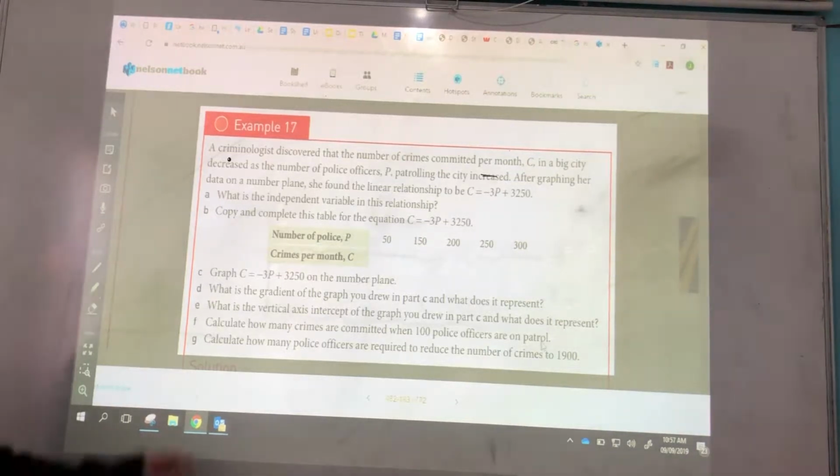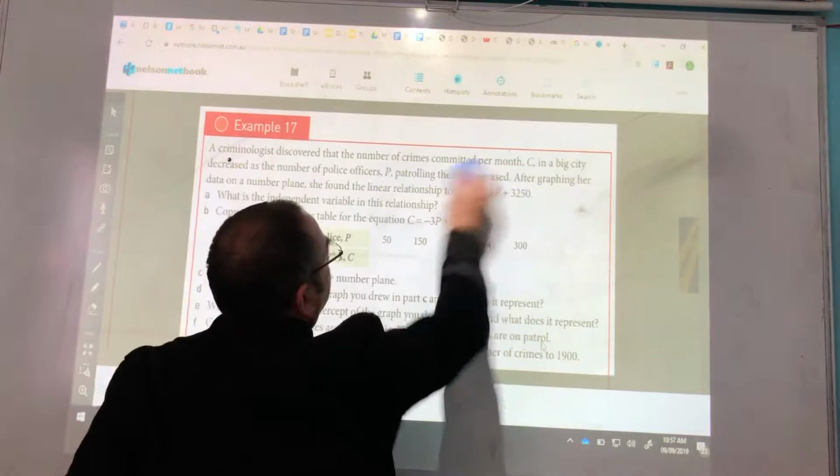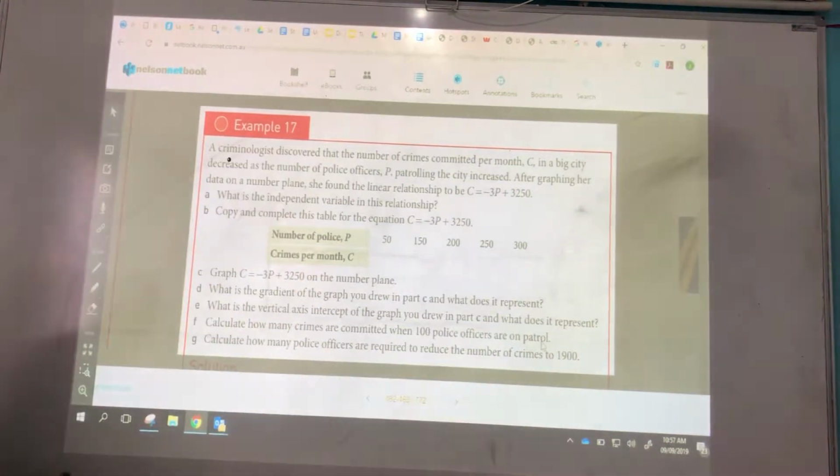We ready? All right, so example 17. A criminologist discovered that the number of crimes committed per month in a big city decreased as the number of police officers, P, patrolling the city increased. Well, that kind of makes sense. The more police you've got around, the more crime decreases. After graphing her data on a number plane, she found the linear relationship.